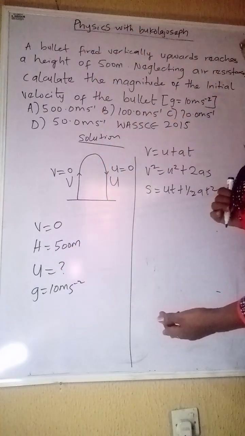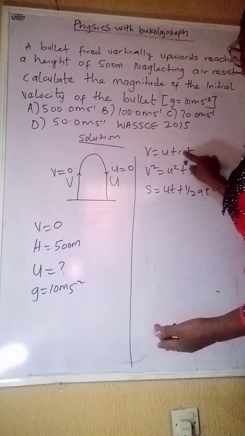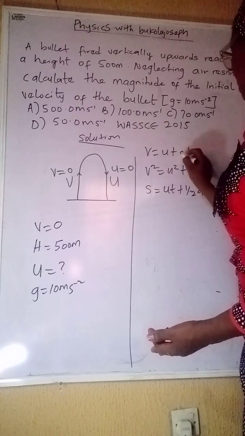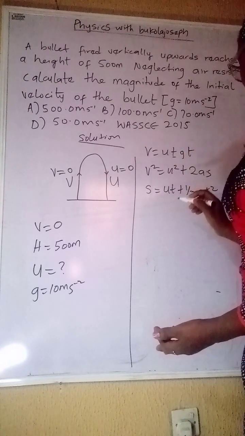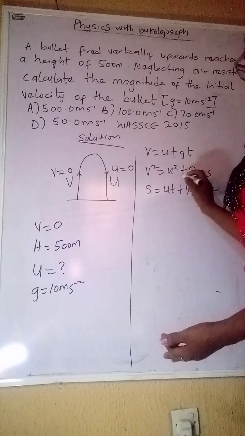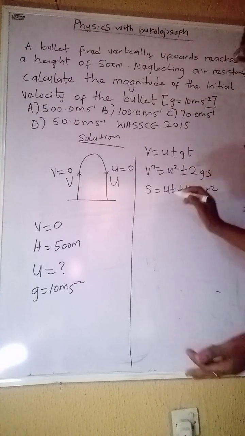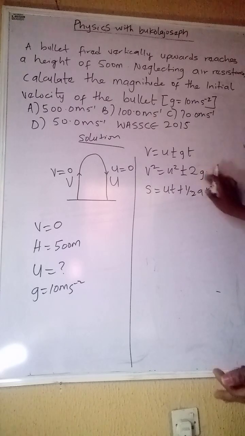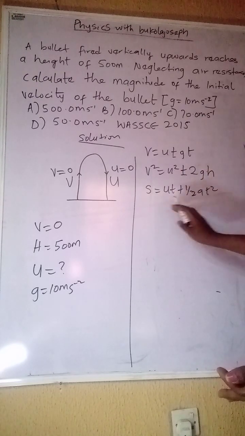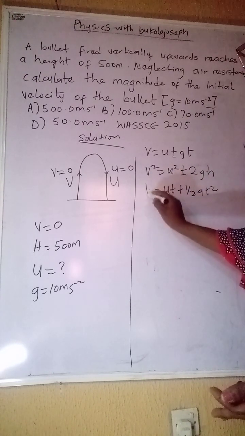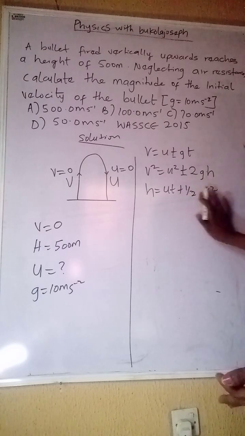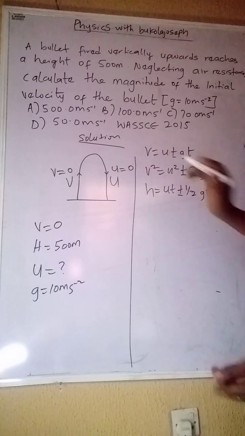So wherever we see a, we change it for g, plus or minus depending on the direction. Wherever we see s, we substitute it with h. Then this will be h, and we have g here, and of course plus or minus.